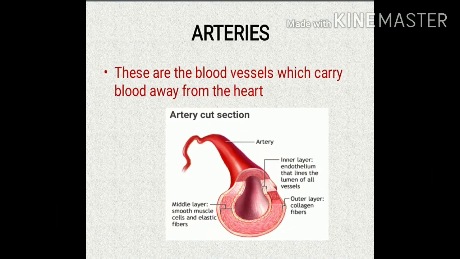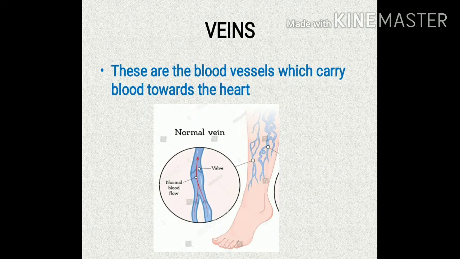Now let us discuss the blood vessels in detail. Let us start with arteries. Arteries are the blood vessels which carry blood away from the heart. Veins carry blood towards the heart. That is, they collect blood from different parts of the body and bring it to the heart.